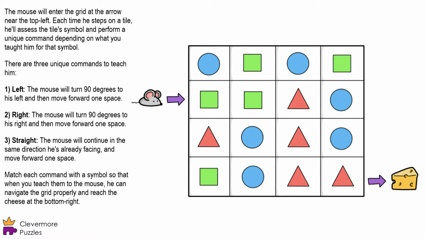Match each command with a symbol so that when you teach them to the mouse, he can navigate the maze properly and reach the cheese at the bottom right. Pause the video here to solve this yourself.